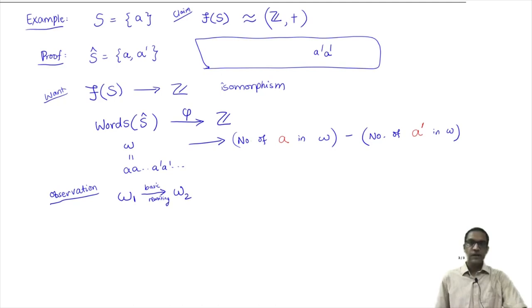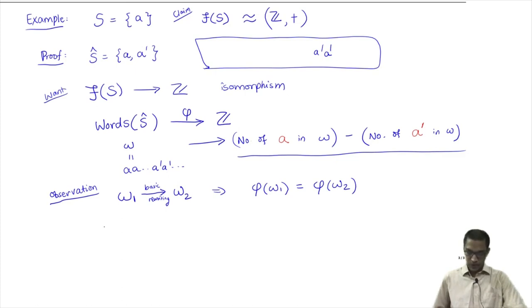Observe, the basic rewriting rule always preserves the difference between the number of A's and A primes. It either removes one A and one A prime, or it increases the number of A's by one and the number of A primes by one. In other words, the basic rewriting rule does not change the number of A's minus A primes, which remains constant. So if W1 and W2 are related like this, then phi of W1 and phi of W2 are necessarily the same.